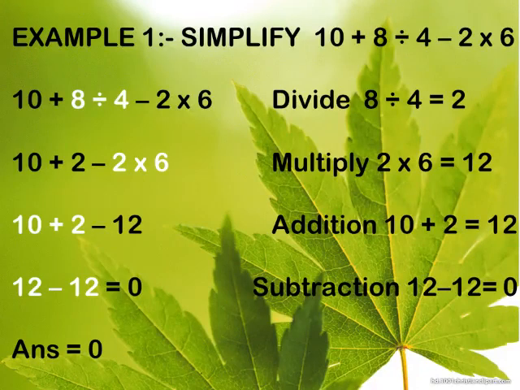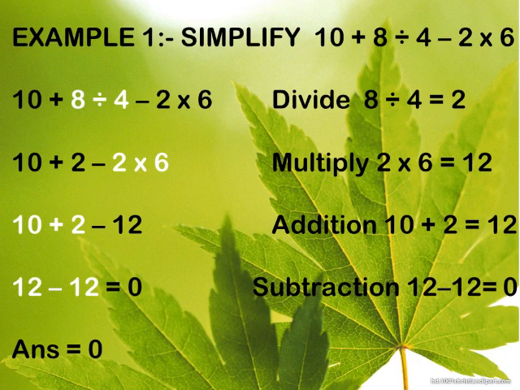Let us see an example. Simplify 10 plus 8 divided by 4 minus 2 multiplied by 6. I repeat, 10 plus 8 divided by 4 minus 2 into 6. So the first operation you should do is divide. Which two numbers do you need to divide? 8 and 4. So 8 divided by 4. How do you write? 10 plus 8 divided by 4 minus 2 into 6. When you divide 8 by 4, you will get 2 as the answer.